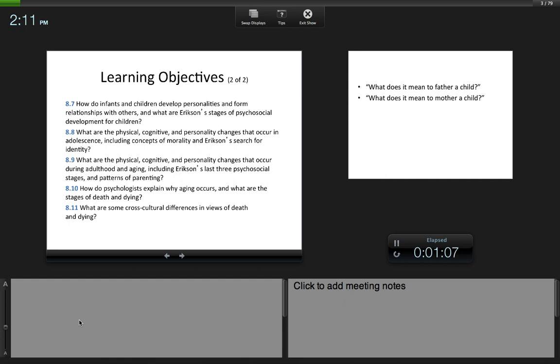We'll look at physical, cognitive, and personality changes that occur in adolescence, including concepts related to morality and Erikson's search for identity. For many of you, this is where you're at, that search for identity. Who am I? We'll look at the physical, cognitive, and personality changes that occur during adulthood and aging. We'll look at the last three psychosocial stages and patterns of parenting that people engage in. We'll look at how psychology explains why aging occurs, the stages of death and dying, and some of the cross-cultural differences in views of death and dying.